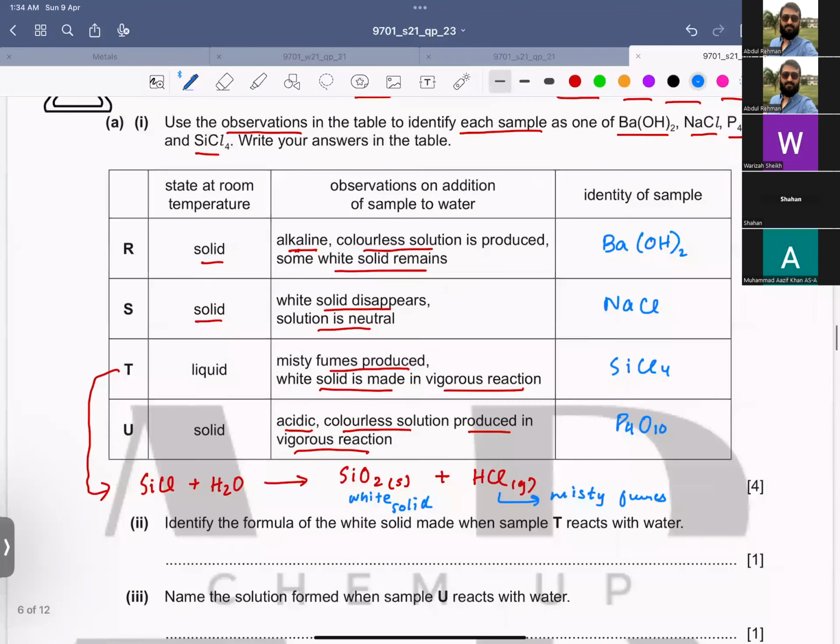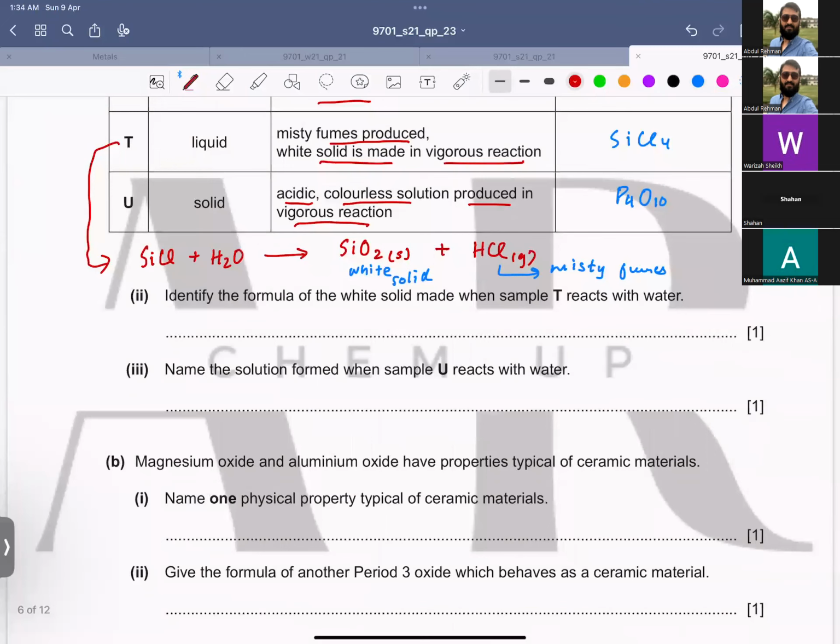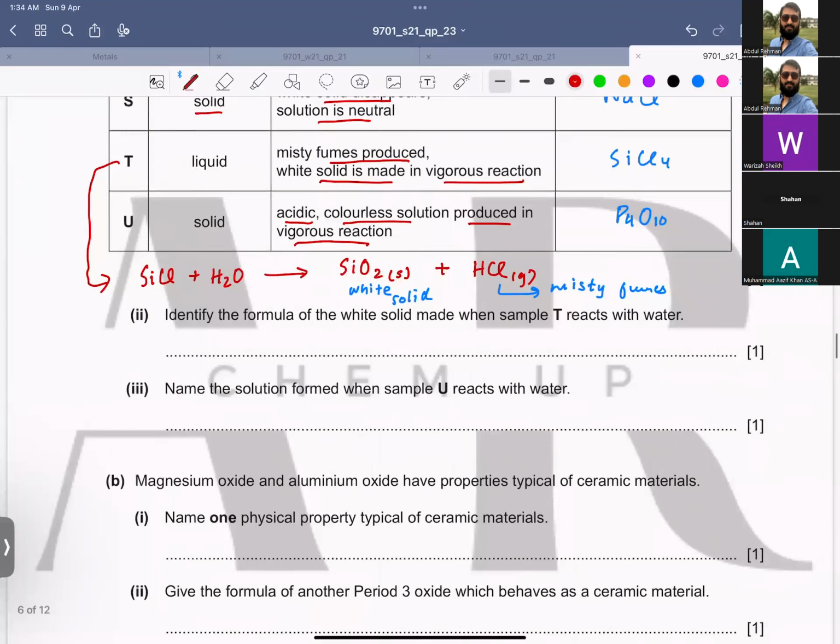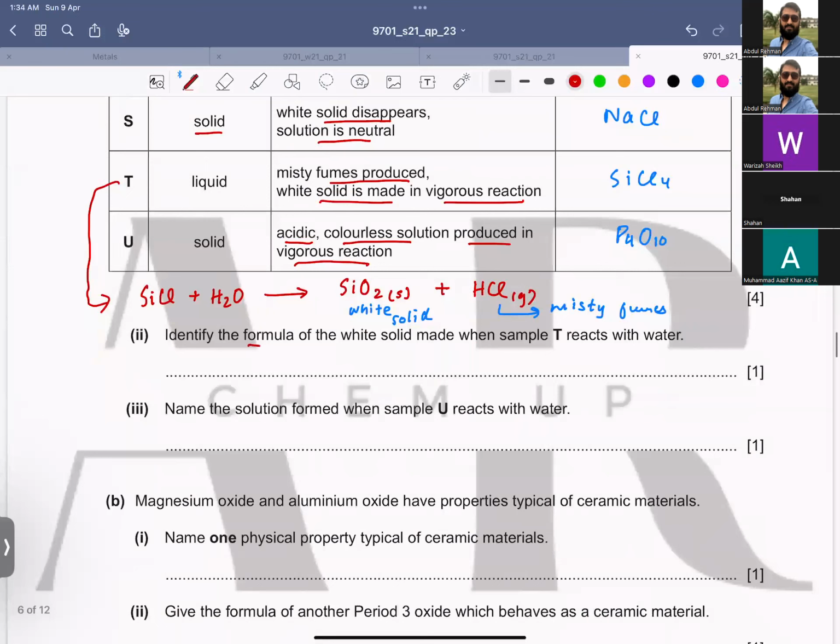Now, question number 3A, part 2. Identify the formula of the white solid made when sample T reacts with water. I have already figured it out, so I would write its formula SiO2.